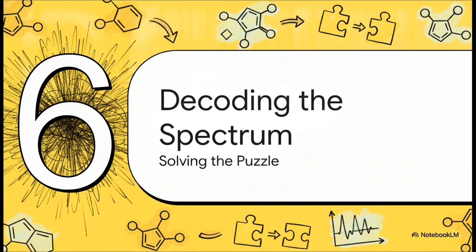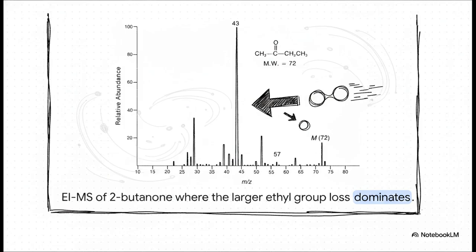Finally, Section 6, decoding the mass spectrum. Let's look at this spectrum of 2-butanone. We've got a carbonyl group with a methyl on one side and an ethyl on the other. Through alpha cleavage, it can lose either one. But look at the data. The loss of the larger ethyl group creates a massive acylium ion peak at 43. Meanwhile, the loss of the smaller methyl group creates a much smaller peak at 57. This proves Stevenson's rule in action. The molecule preferentially loses the larger alkyl group because it leads to a more favorable, stable fragmentation pathway.